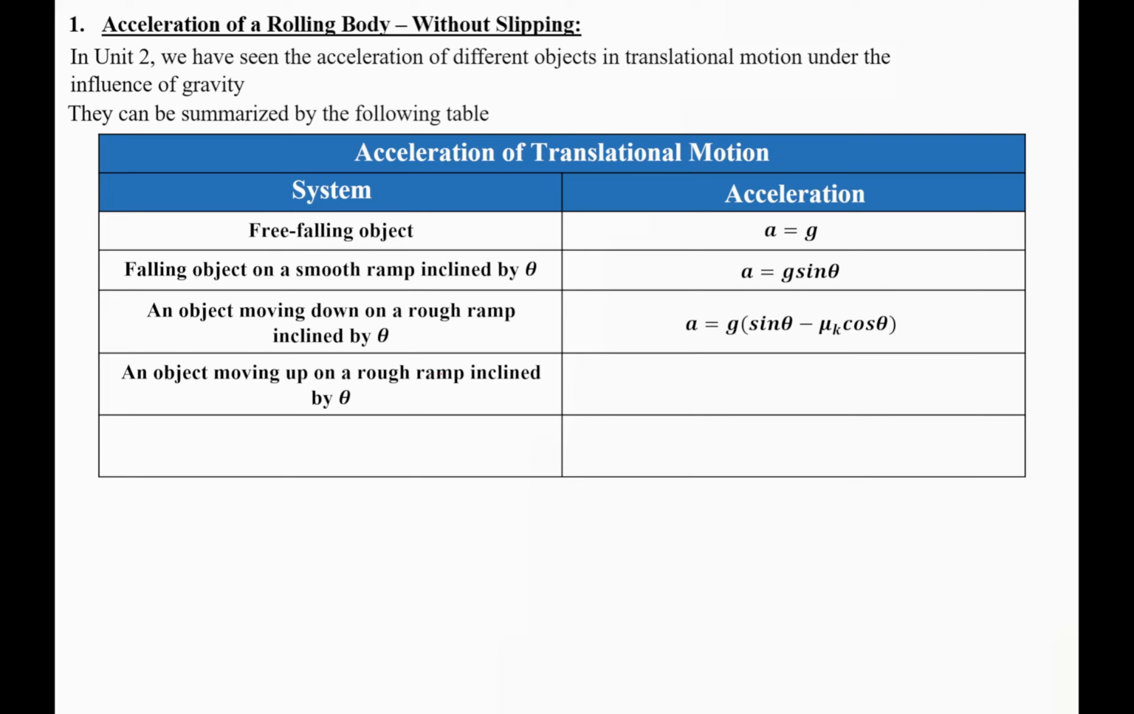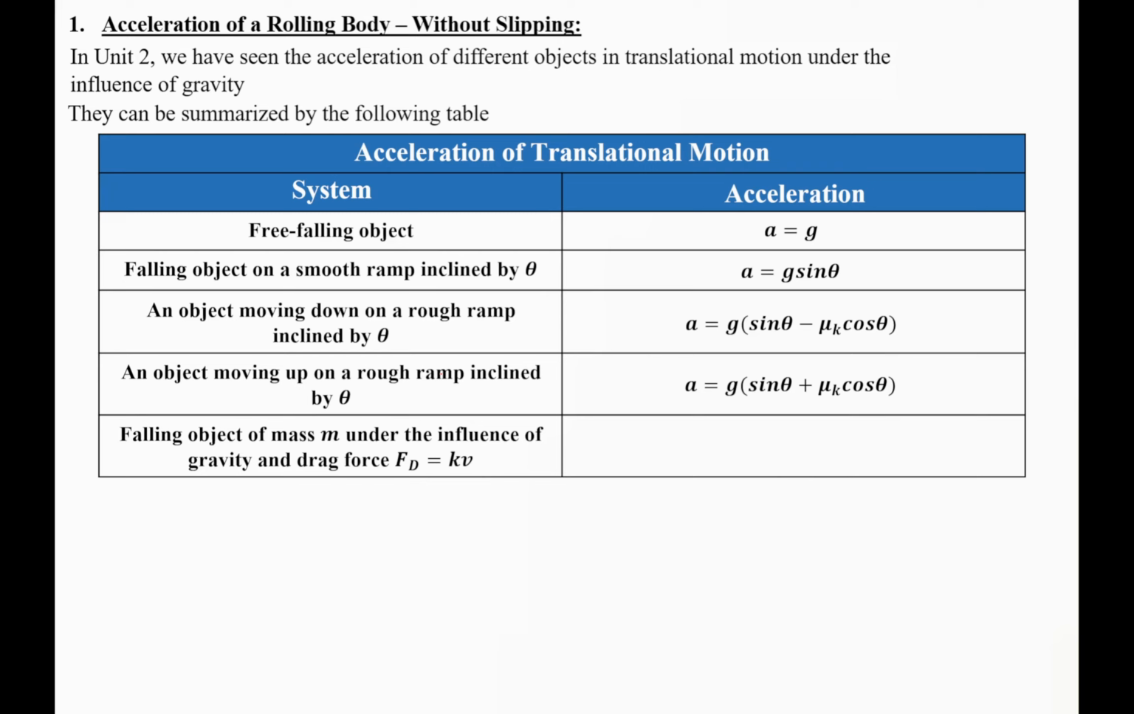And here we should distinguish between moving down or moving up, because we know that friction is a contact force and contact forces are variable forces. In case we're moving up, both friction and gravity are pointing down, which increases the magnitude of the acceleration, and it's given by g sine theta plus mu k cosine theta.